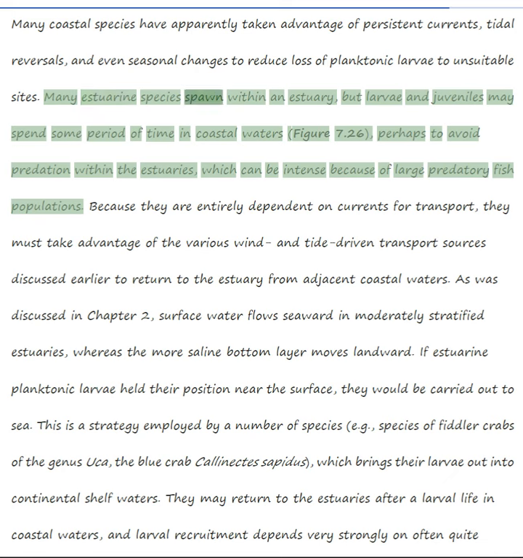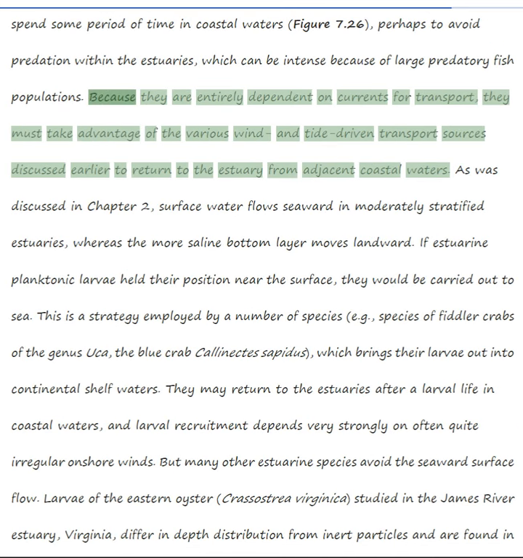Many estuarine species spawn within an estuary, but larvae and juveniles may spend some period of time in coastal waters, perhaps to avoid predation within the estuaries, which can be intense because of large predatory fish populations. Because they are entirely dependent on currents for transport, they must take advantage of the various wind and tide-driven transport sources discussed earlier to return to the estuary from adjacent coastal waters.